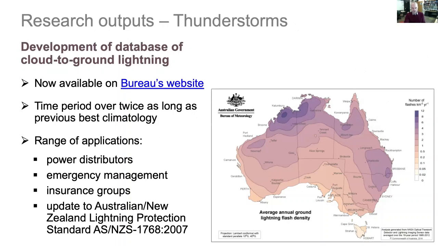In relation to thunderstorms, we managed to get a new data set made available online for a nationally consistent grid of lightning density. And this has subsequently been used by a range of stakeholders, including for the energy sector, finance sector, emergency management sector, as well as by Standards Australia for an update to the national standards used for infrastructure design throughout Australia.